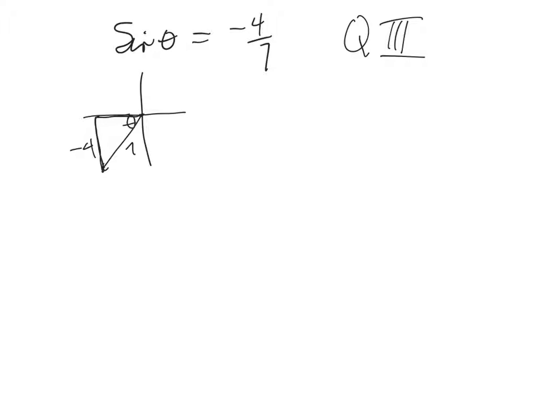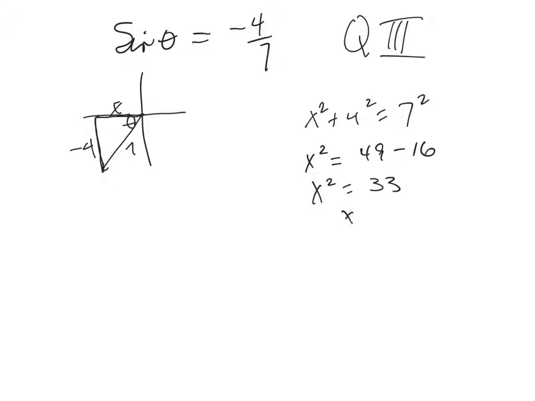All right. For the first time now, we have position. It says quadrant 3. So what we're going to do is x squared plus 4 squared equals 7 squared. And you don't need signs for that, because when you square a negative 4 or a positive 4, you're still going to get 16. So we're going to get x squared equals 49 minus 16. So x squared equals 33. And x equals the square root of 33. So this here is going to be negative square root of 33.